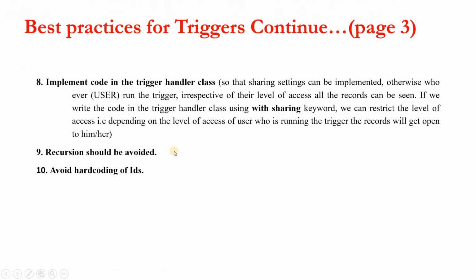But if I write the trigger inside the trigger handler class, so that sharing settings can be implemented. That means, irrespective of their level of access, if I don't write the trigger handler classes, all the records can be seen. If we write the code in the trigger handler class using the with sharing keyword, we can restrict the level of access, that is, depending upon the level of access of the user who is running the trigger, the records will get opened to him or her.